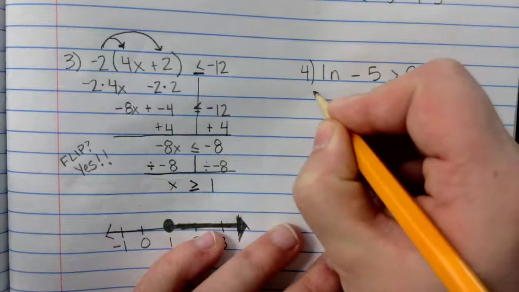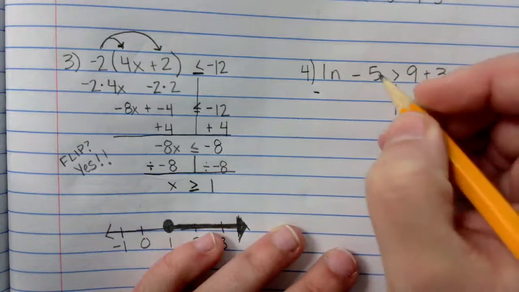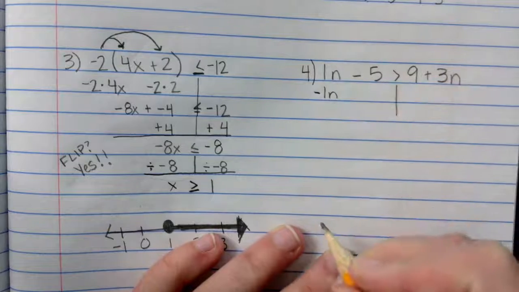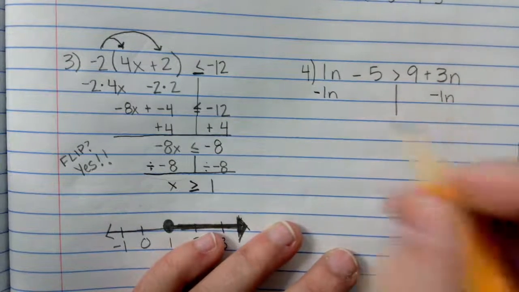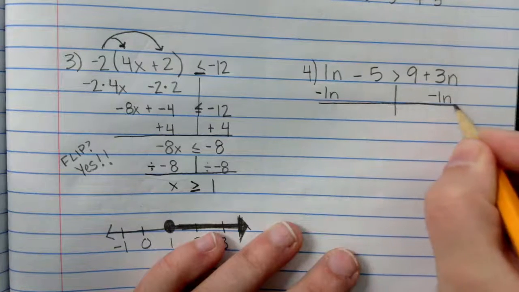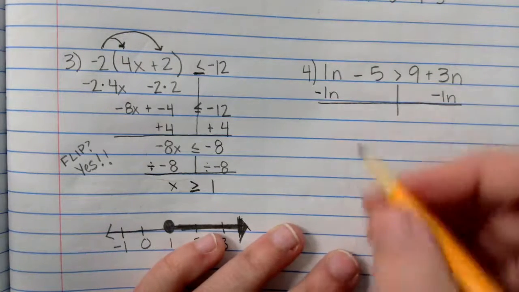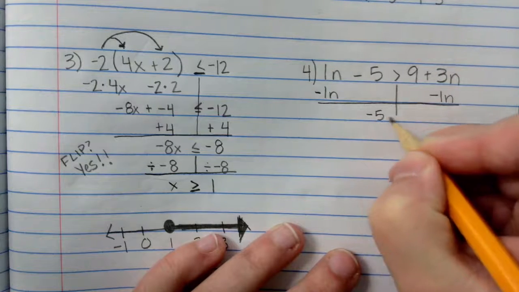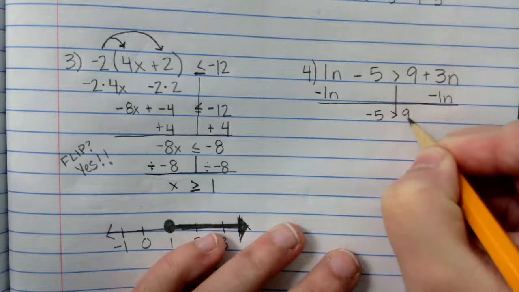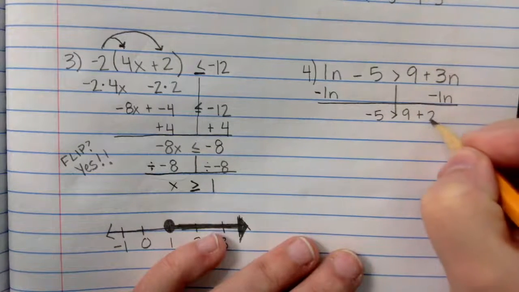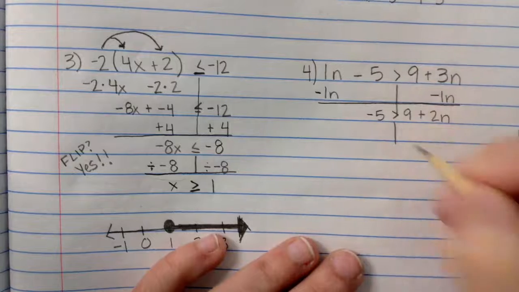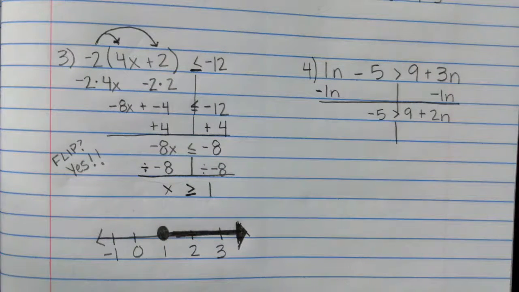So we're going to get rid of the 1, so how do we get rid of a positive 1? Minus 1n. If we do that on one side, do it on the other. So we have negative 5 is greater than 9 plus, what is 3 minus 1? 2. N. If you want to work ahead of us, you can at this point.